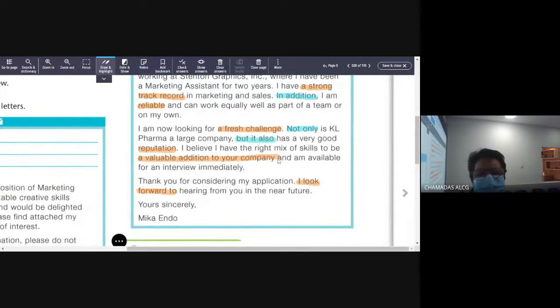Here, they omitted the comma because there is a pronoun right after and without a subject. Instead of saying, and I am available for an interview immediately, then they would have put a comma, but they omitted I. They omitted the pronoun. So here, I believe I have the right mix of skills to be a valuable addition to your company and am available for an interview immediately. So here it's like a continuous thing. It doesn't have a pause.